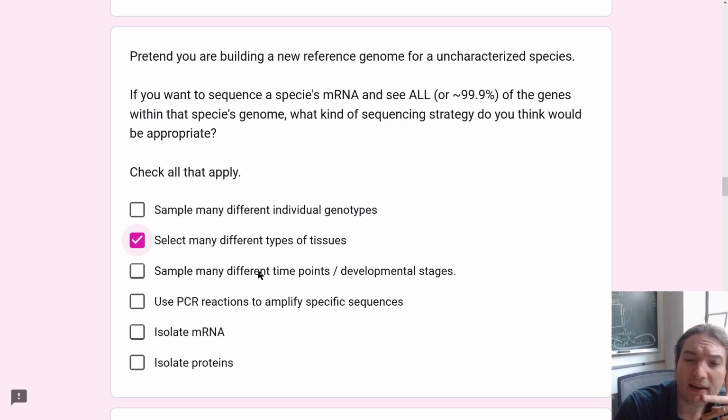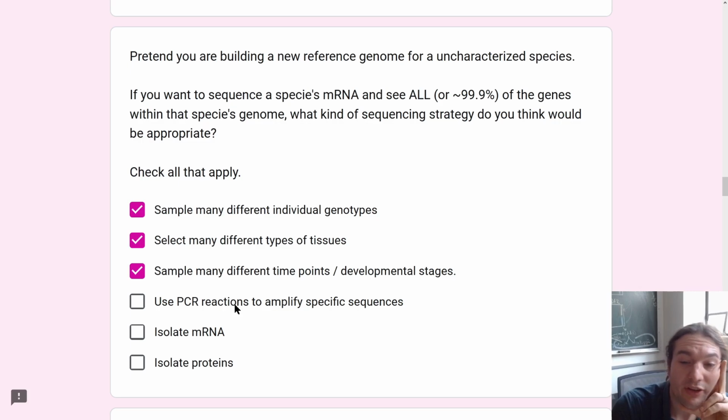Sample many different time points and developmental stages. That's probably your second most important of these. And then of these sampling issues, sampling different genotypes comes after, because the vast majority of individuals are going to have the vast majority of the genes the same. But many times genes will get turned on or off at different time points.